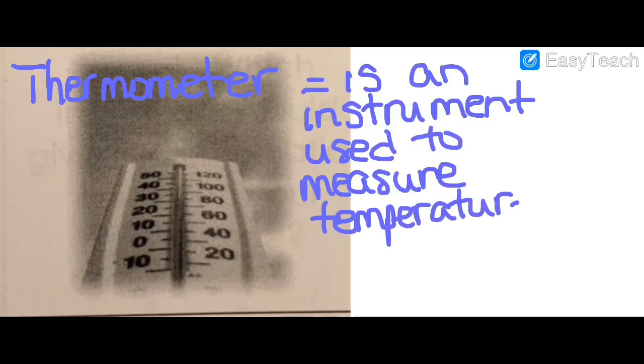Now remember, temperature is the measurement of how fast those particles of air are moving and zipping around. Well, a thermometer is the device that we are able to get that measurement from, and we call that temperature. All right, one more tool left.